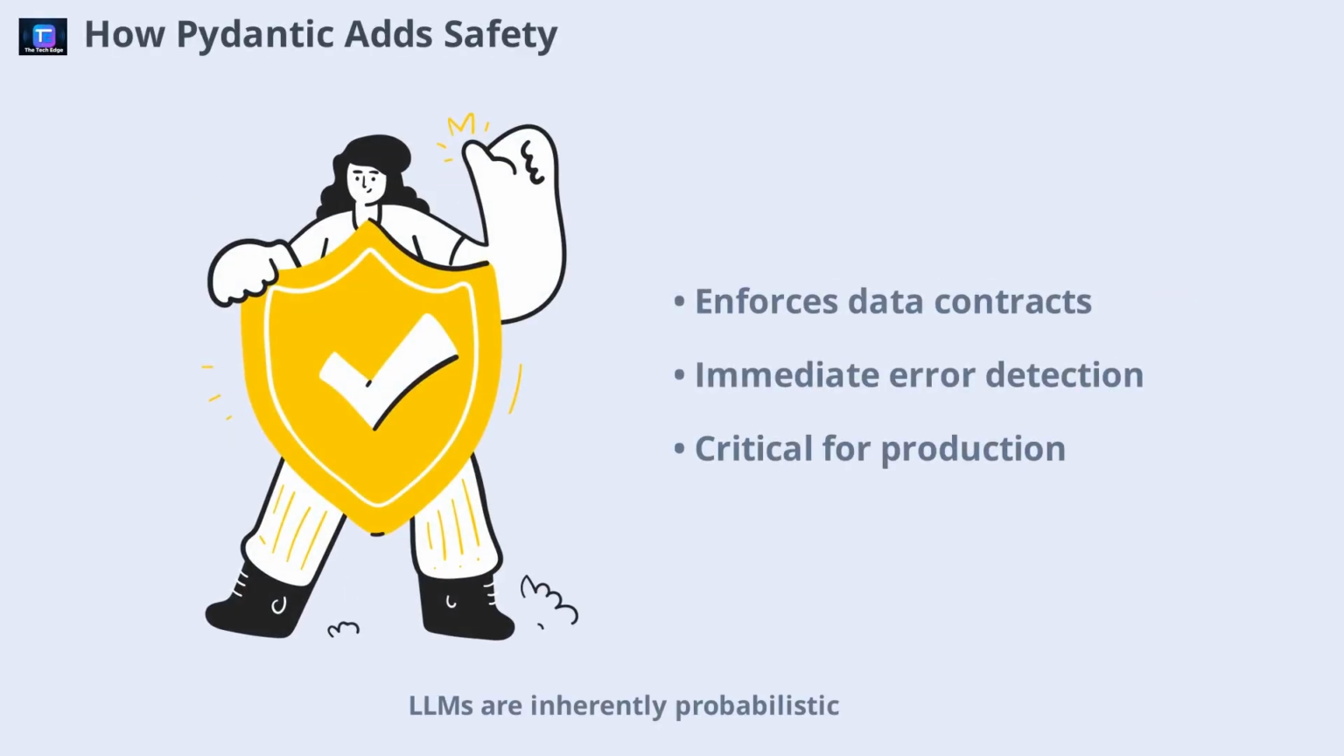LLMs are inherently probabilistic, meaning you can never guarantee perfect outputs every time, even with carefully crafted prompts. Pydantic acts as a safety net, enforcing a contract between your application and the model. Every response must follow the schema you define. If it doesn't, your system can immediately detect the problem and take action. This is especially important in production environments where unpredictable outputs can have serious consequences.